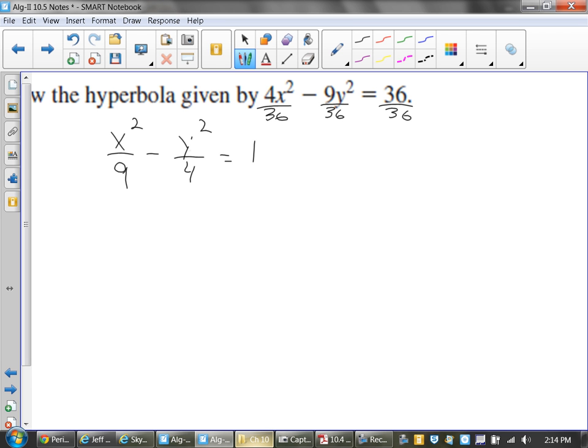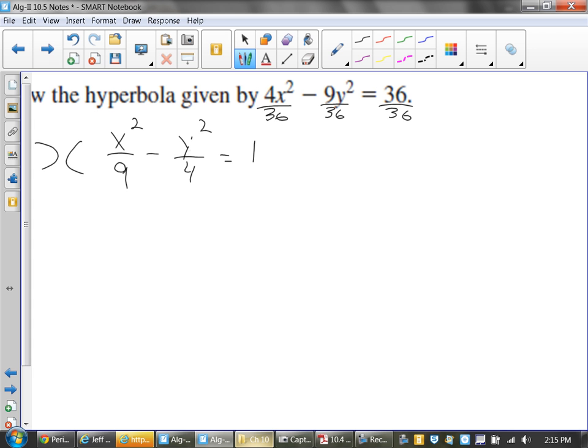Right off the bat, when you get that far, you're going to be able to tell right away if it's left and right or up and down. Is this one left and right or up and down? It is left and right. Why? Because y squared is being subtracted from x squared, because x squared is first. That's how you tell these things. If the y squared came first, it would be up and down.